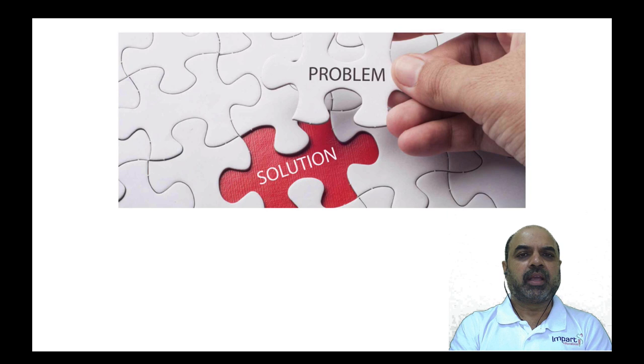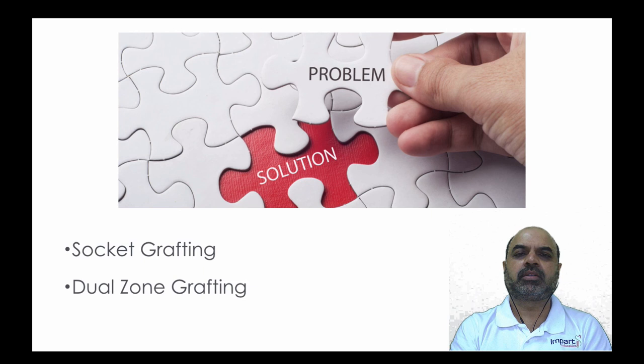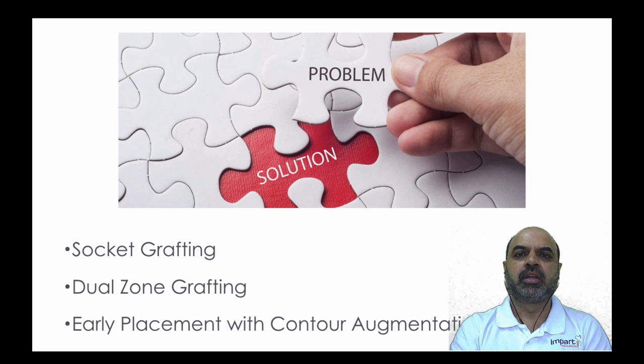So let's try and look at various solutions that exist in the literature. There are basically three different procedures. One is the socket grafting procedure, second is the dual zone grafting, and the third is early implant placement with contour augmentation. These are the three main procedures that have been tried in the past, very successfully documented and published, to compensate for that loss of labial bone in the aesthetic zone.